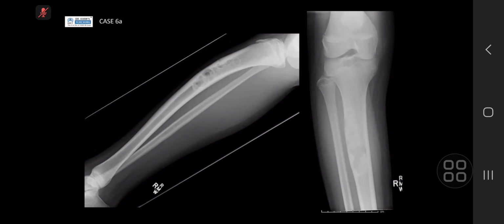And I can see some lucencies in the frontal radiograph on the fibular lateral aspect of the mid-tibial diaphysis. The lesion shows well-defined sclerosis in the frontal radiograph. So this is a mixed sclerotic lytic lesion in the mid-diaphyseal, metadiaphyseal region of the tibia, with some asymmetry in the knee joint and frontal bowing of the tibia.